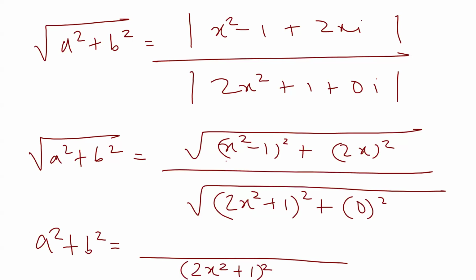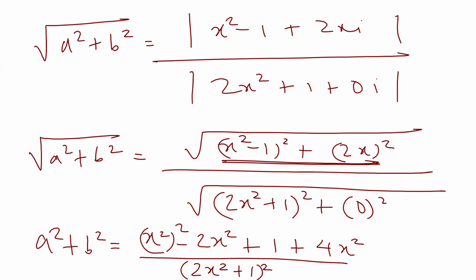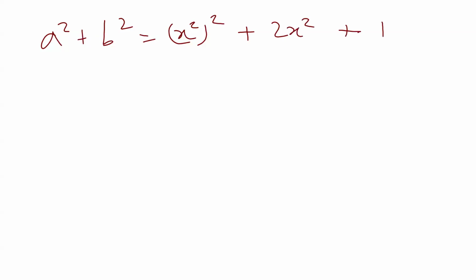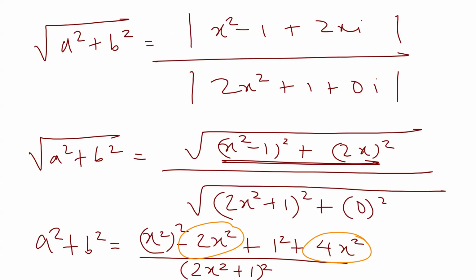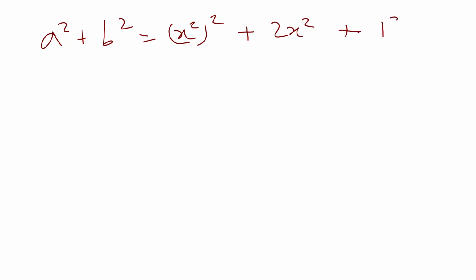Okay. And this is going to be (x square) the whole square minus 2x square plus 1 plus 4x square. Now plus 4x square minus 2x square will be plus 2x square. So a square plus b square is equal to (x square) the whole square plus 2x square plus 1. Now that 1 square I had written 1. Okay, so I'll just keep it as 1 square. Right. So this is 1 square upon (2x square plus 1) the whole square.